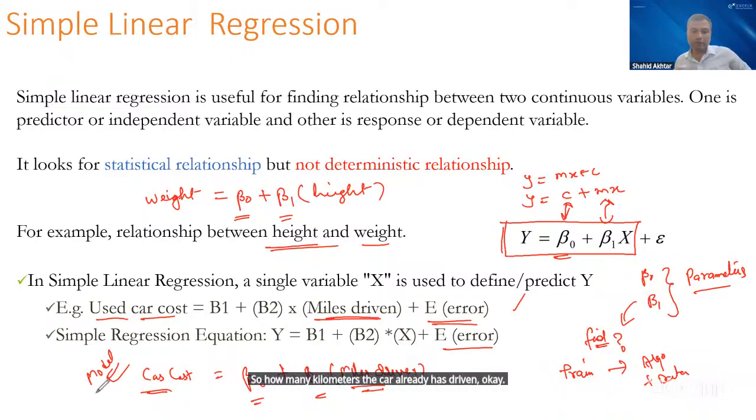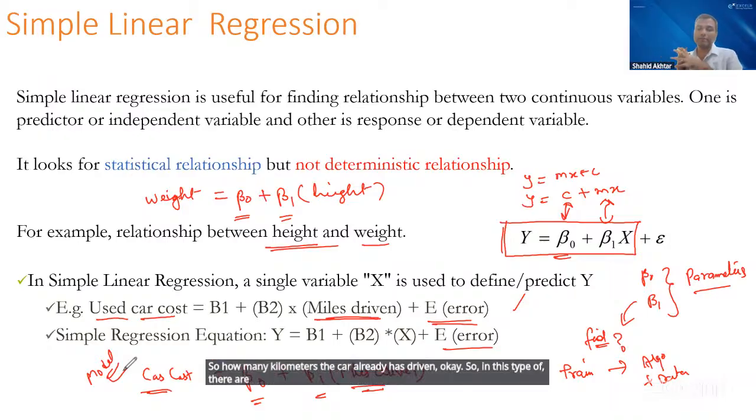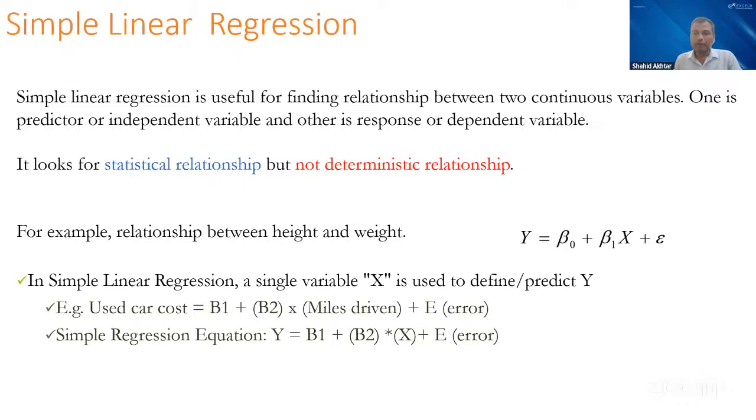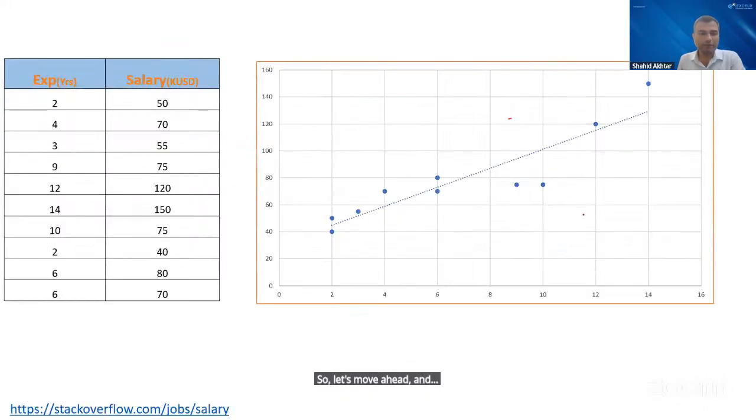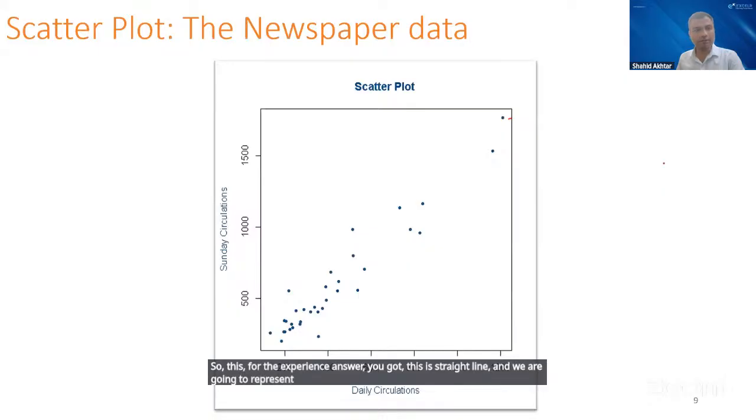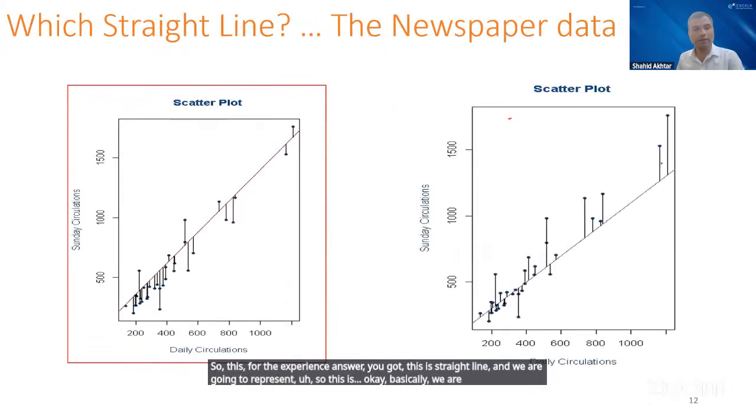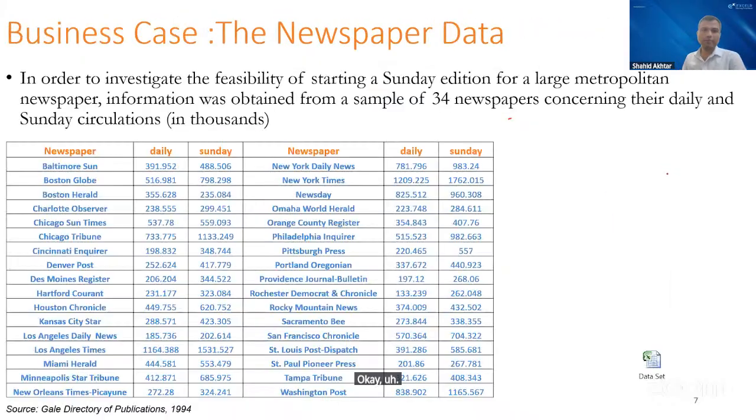In this way, there are many examples you can find in real life. Let's move ahead. For experience and salary, you got this straight line. Let me describe a little bit more about this. On this data set we are going to work today.